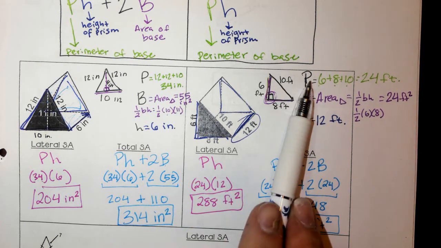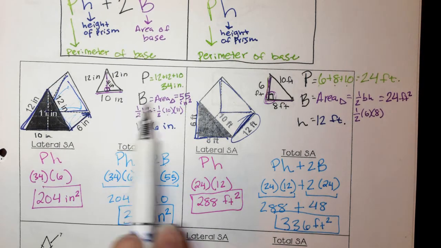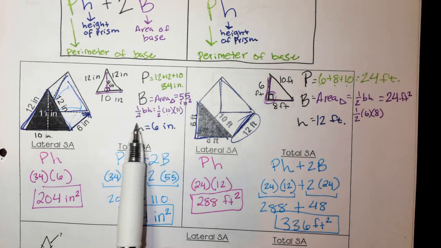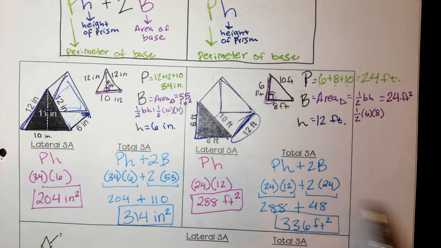Again, once you have found the perimeter of the base, the area of the base, and the height of the prism, this is a pretty simple algorithm or process that we can use to chug out a surface area.